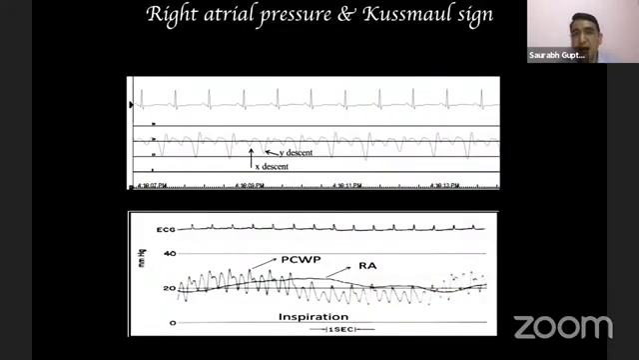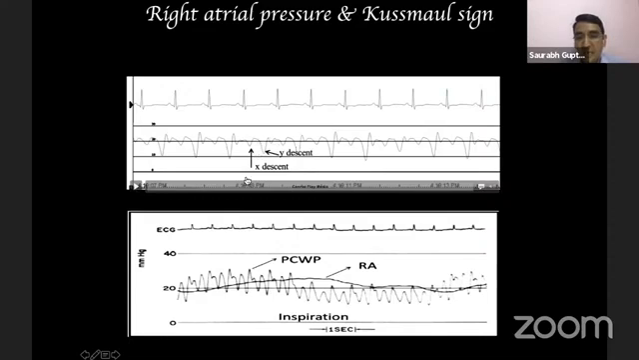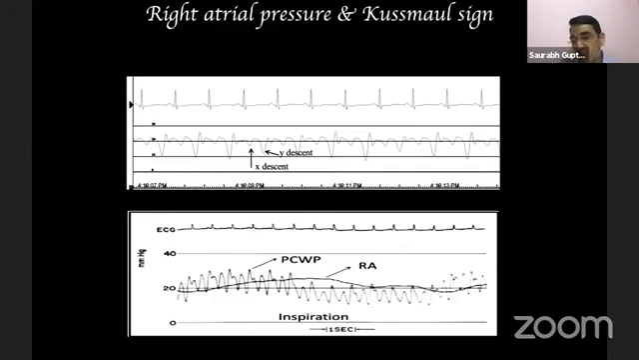If we look at the right atrial pressure, this is the Y descent and this is the X descent. Another thing which is prominent in right atrial pressure is that it varies very little with the respiration. And why is it so? Because the right atrium lies within the pericardium.